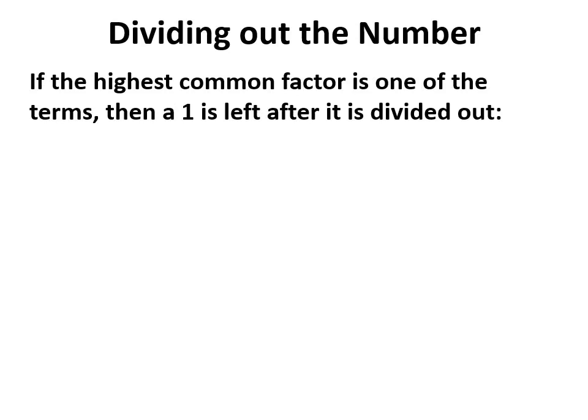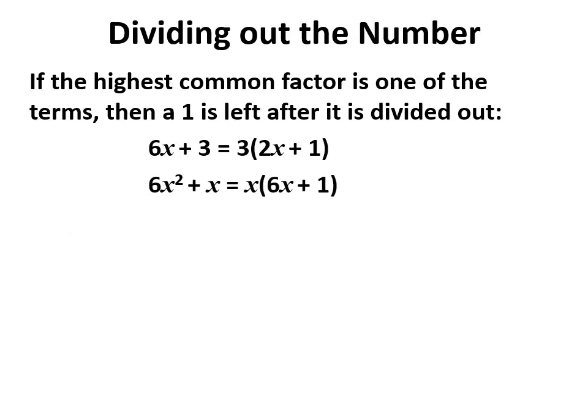Occasionally, the highest common factor is one of the terms itself. If that happens, then we leave a 1 behind, not a 0, or try to remove it entirely. So in this case, the 3 is the highest common factor of 3 and 6, and when we divide it out, we leave it behind as a 1, because 3 times 2x is 6x, and 3 times 1 is 3. In this case, the x's are in common. When we divide them out, we are left with 6x from the 6x squared and 1, because x is 1x.